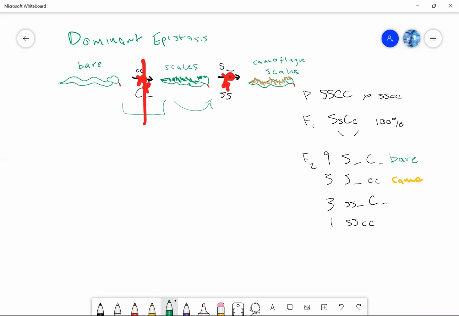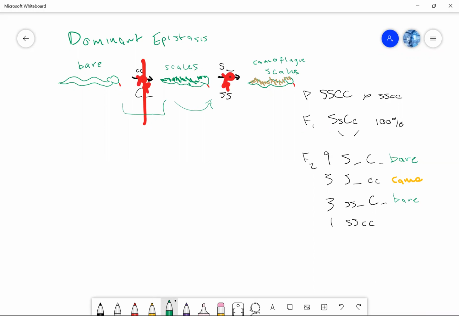And we move on, but we see this epistatic dominant allele that prevents us from moving along the pathway. And so we have another grouping of bare snakes. And then obviously here we have the required homozygous recessive genotype at the C locus. So we can move on through the pathway. We do successfully make scales.